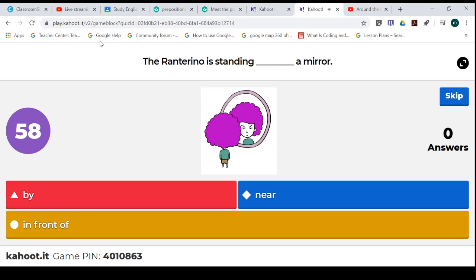All right then, so the Ranterino is standing by a mirror, in front of a mirror, or near a mirror. It's a bit tricky, this one.